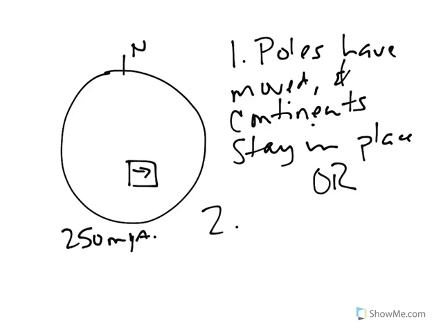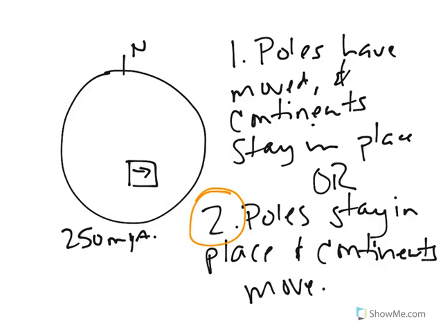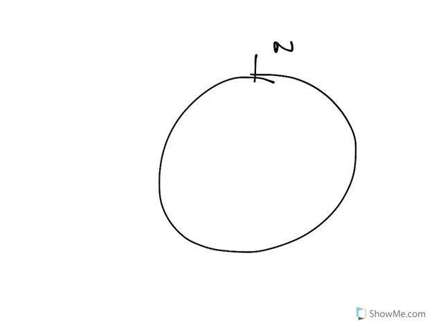Or two, the poles stay in place and the continents move. So when we think about this, the more likely choice, which is going to move? Your poles or your continents. Today we definitely know that number two, that our continents are moving over the poles, is the much more likely choice. So what this means for our example there, that 250 million years ago, that continent we were looking at was actually over the North Pole.